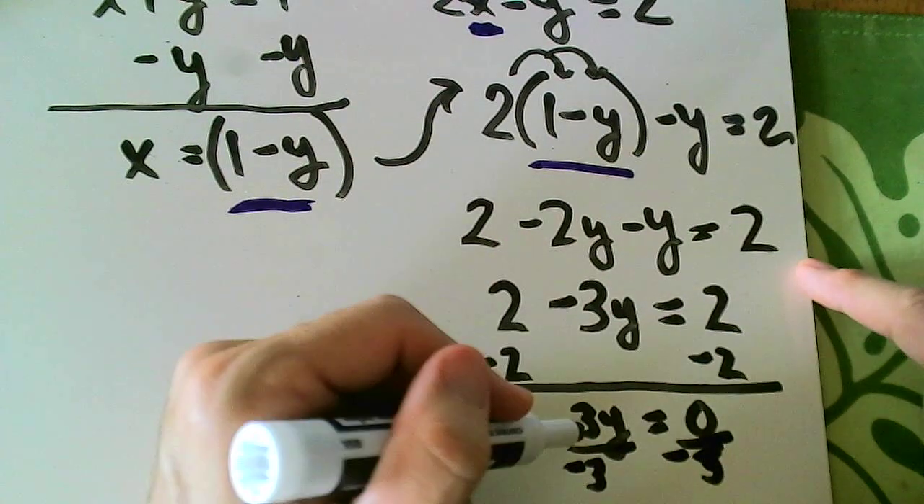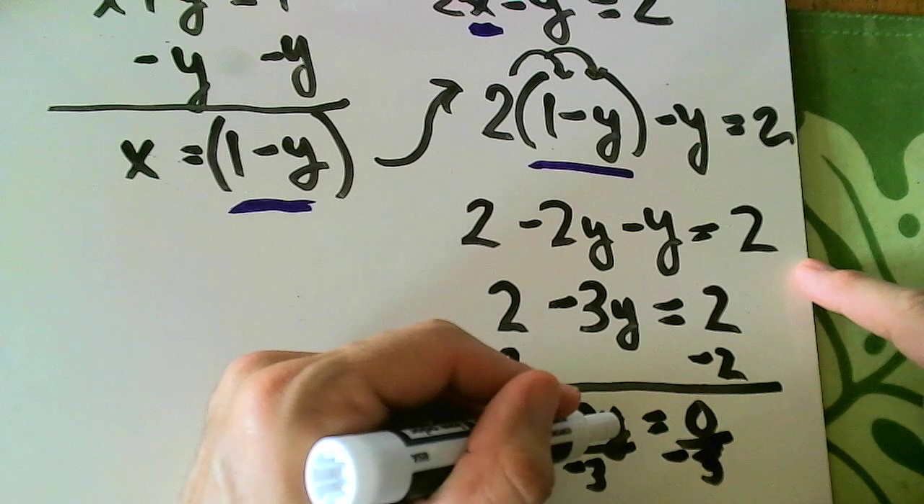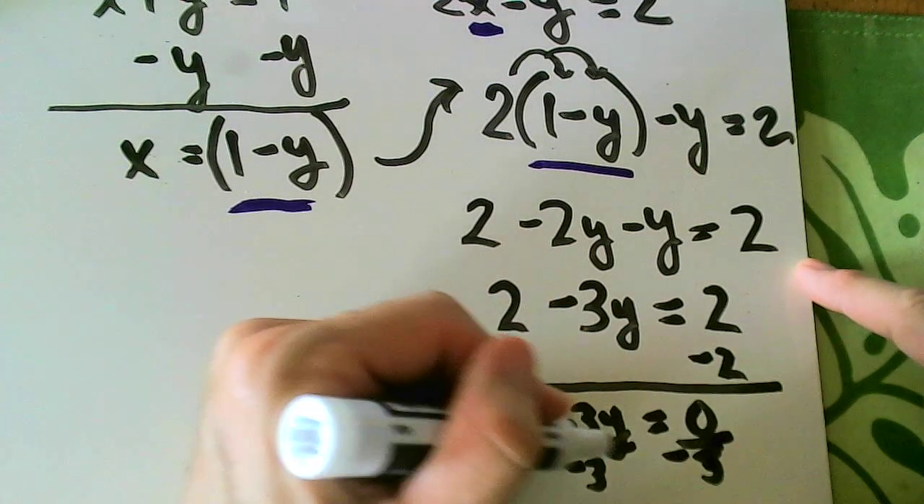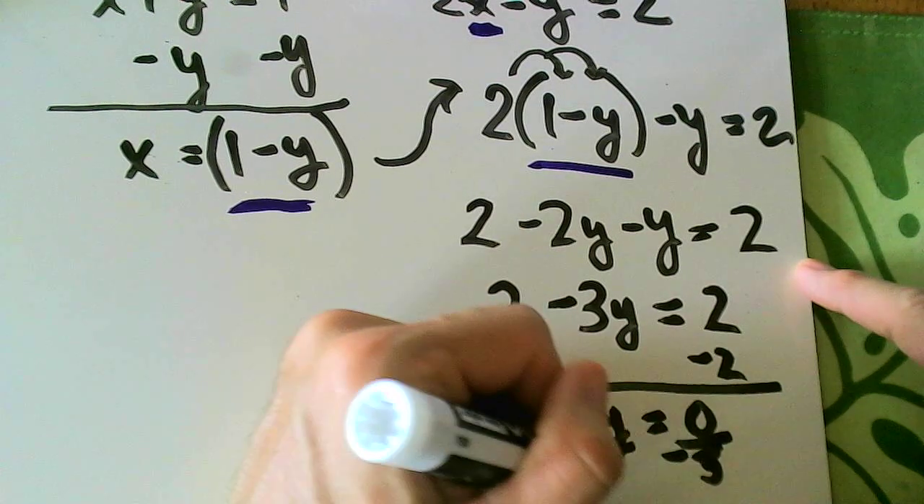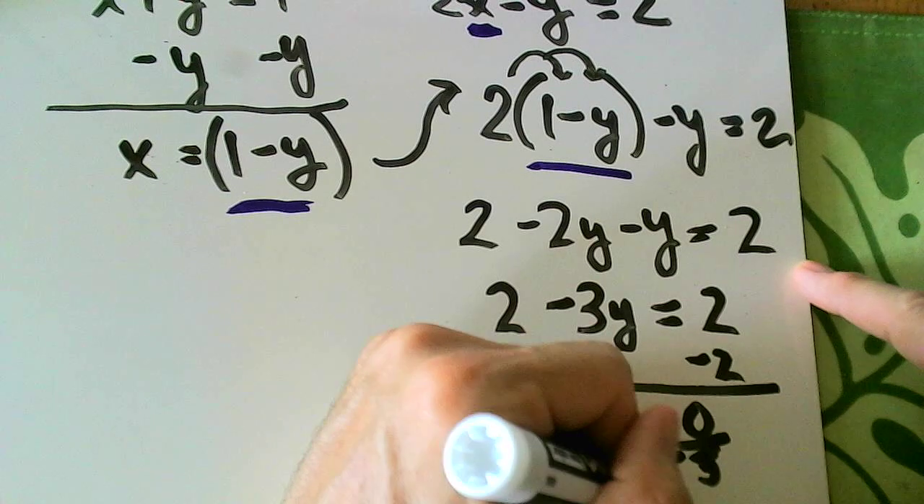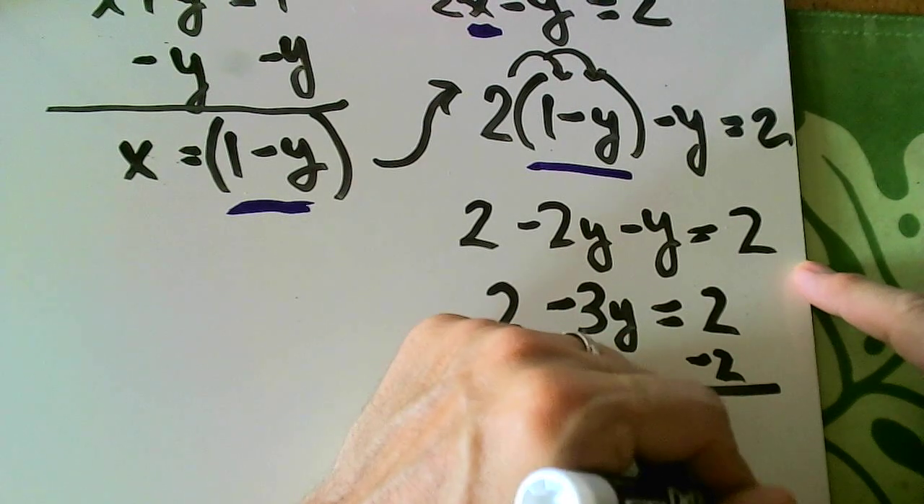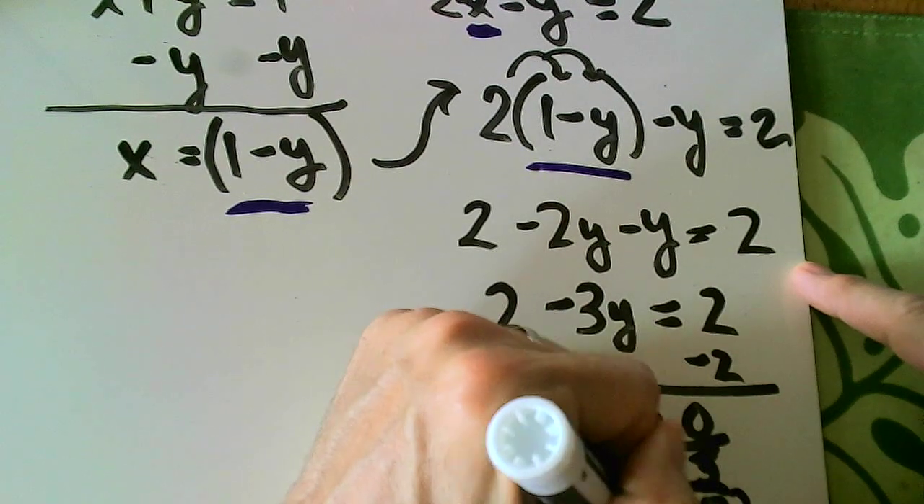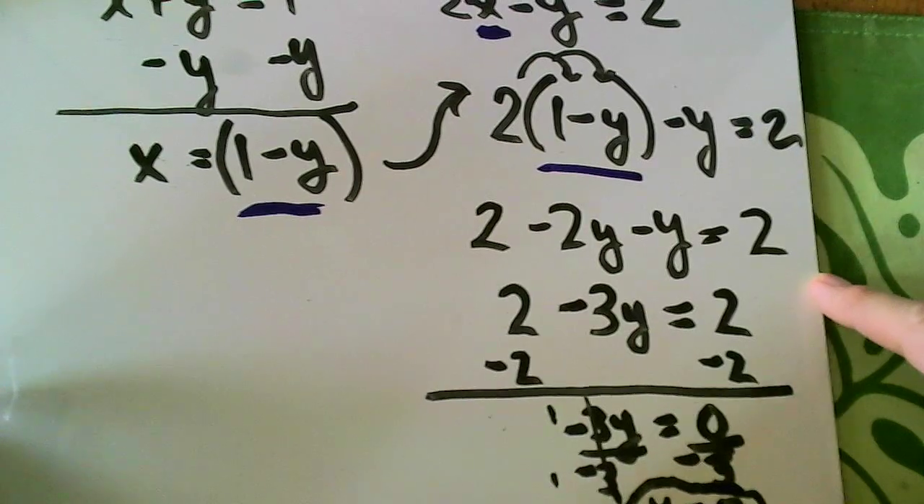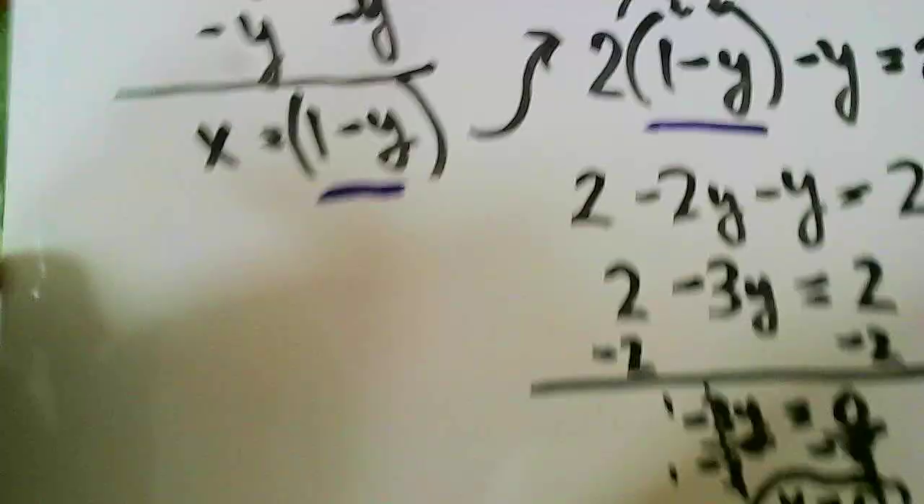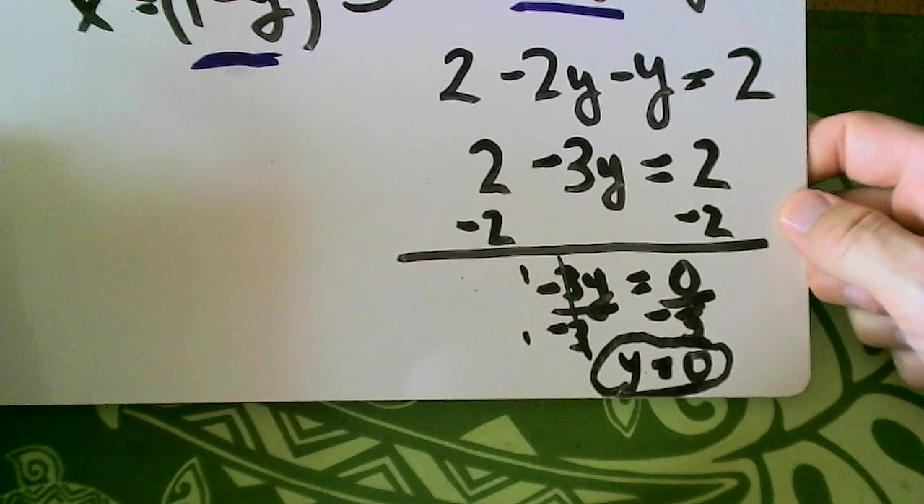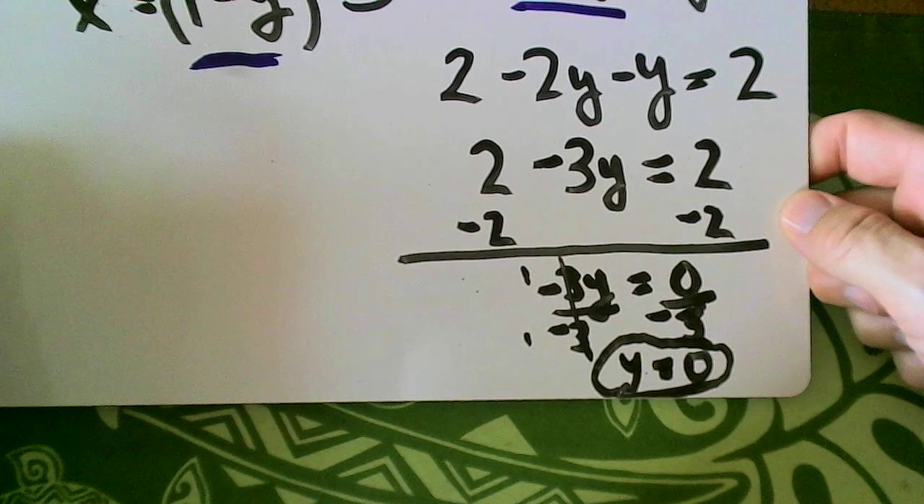If you're good, you'll notice that negative 3 times 0 is going to be 0. But if you don't see it, you can do the division. And what I get here is y equals 0. So I now have one of the parts of the solution to these two equations. I know that the y part of the coordinate is equal to 0.